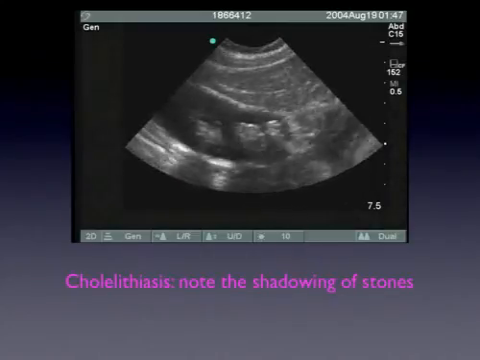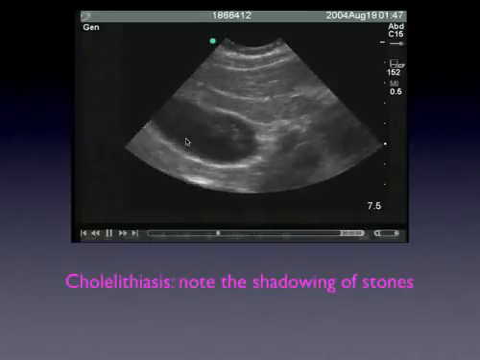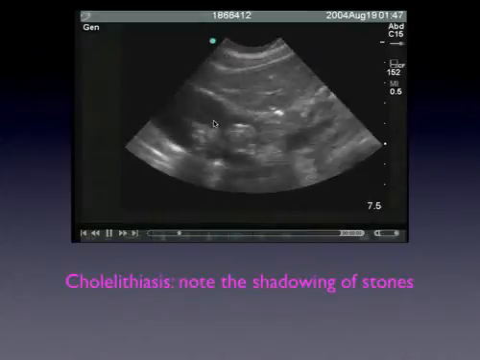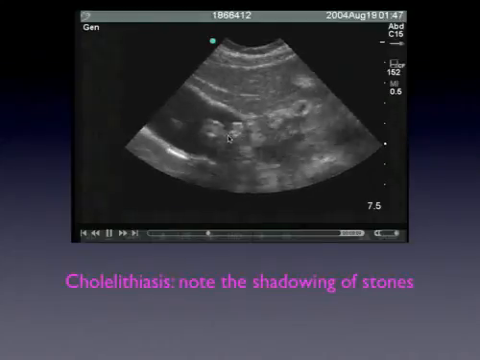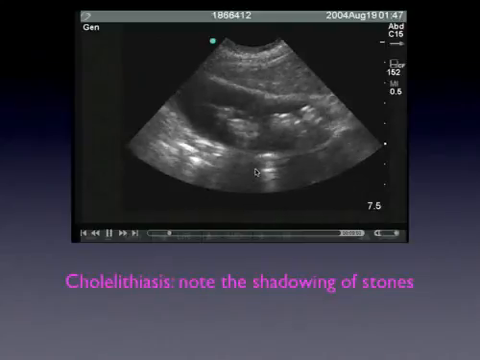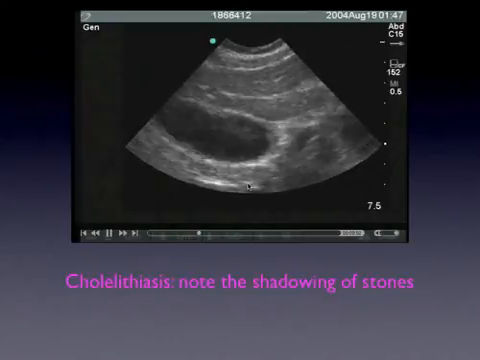So cholelithiasis has shadowing of the stones. Now here I purposely picked an image that is not high quality to show stones here. You can see something, but you clearly see the shadowing coming off over here where the ultrasound beam cannot penetrate.